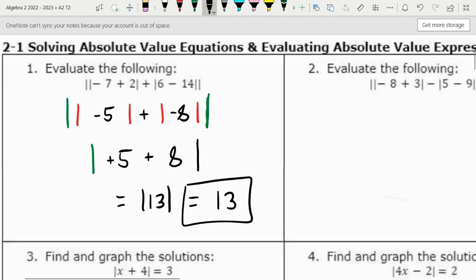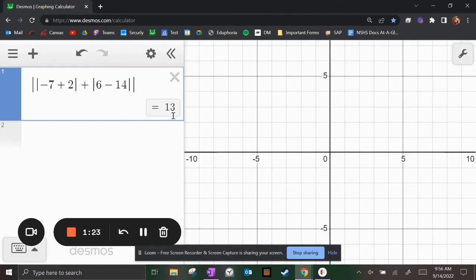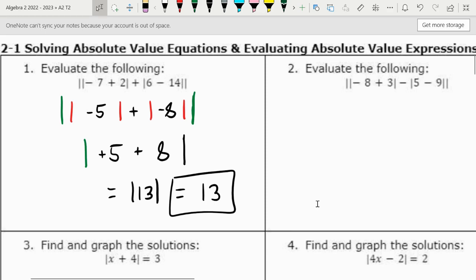Okay, now I do recommend you do number 2 on your own, so please do that one on your own. Just so you know, you also could have used Desmos to do this. I just typed it straight in and we get 13. Okay, moving on.